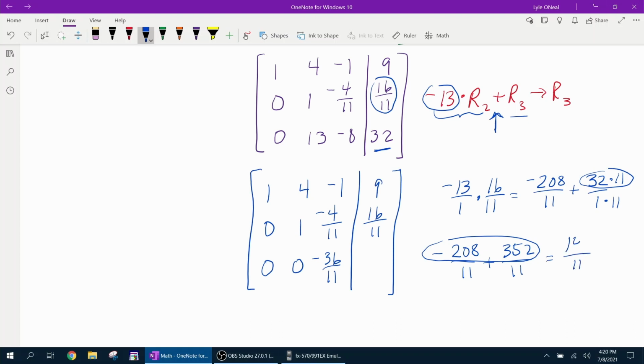And that is 144. Now, if you're wondering how am I doing that arithmetic, I'm not doing it in my head. I'm pulling up my calculator, doing that arithmetic, and then writing it down. I'm just not showing the calculator button pushes.